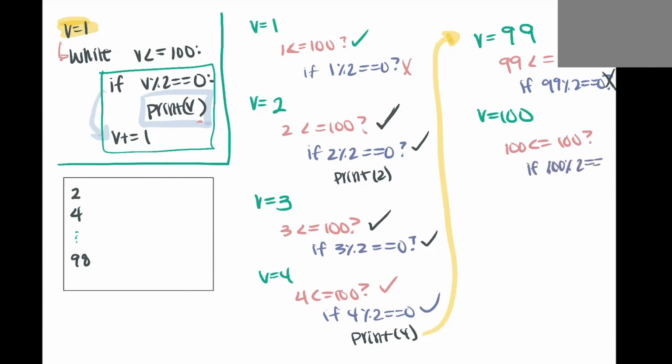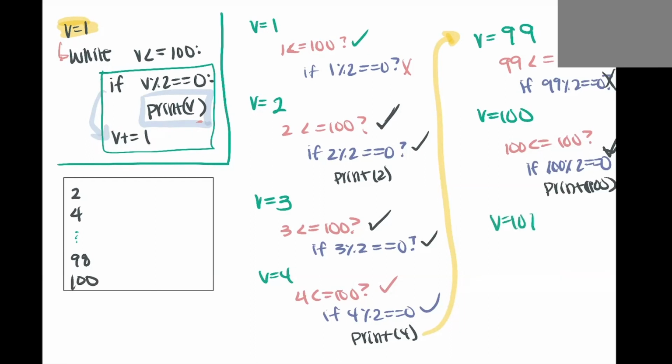Then we see that very first line, which is if 100 modulus 2 is equal to 0, and this is a true statement, right? 100 is an even number, so it will fall inside of this block, which will print 100. So 100 will print, and then it is going to increment v because now it sees this right here, and v will become 101.